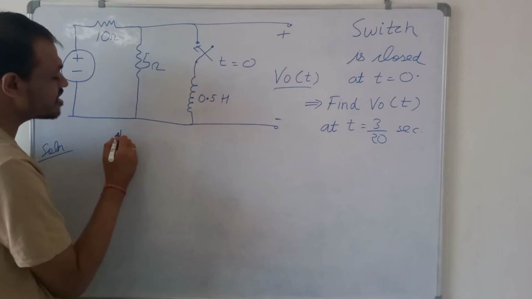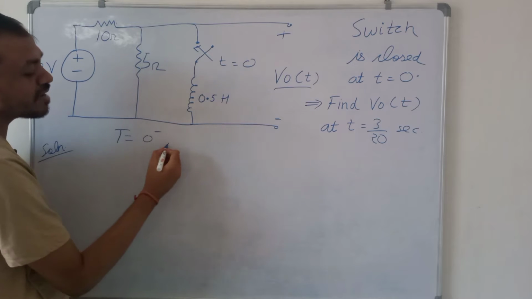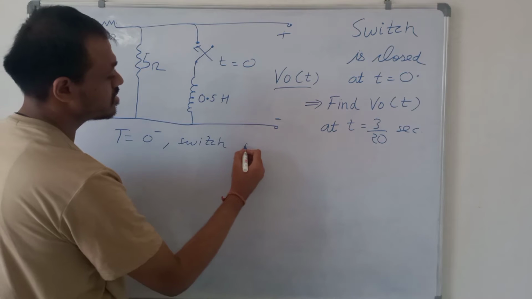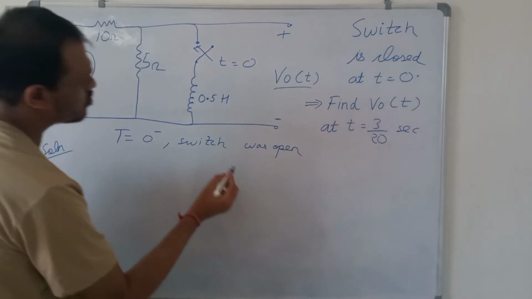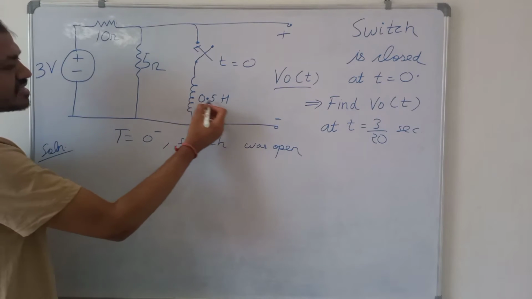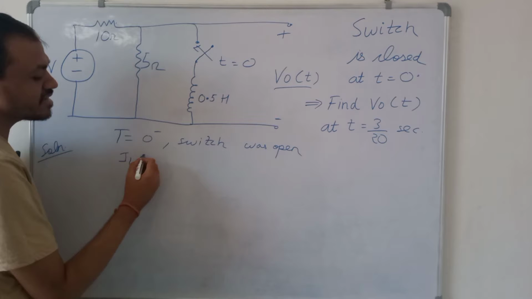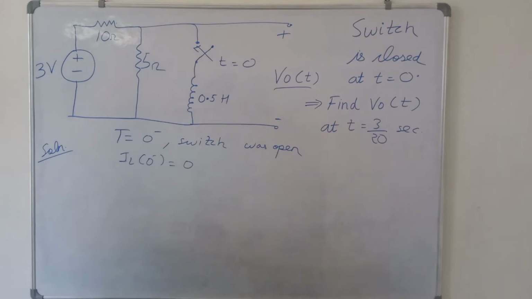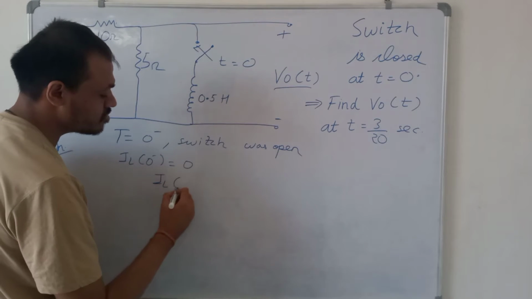At t equal to 0 minus the switch was open. So the inductor current IL at 0 minus is equal to 0 because the switch was open. And because of the property of inductor, IL at 0 plus will also be equal to 0.